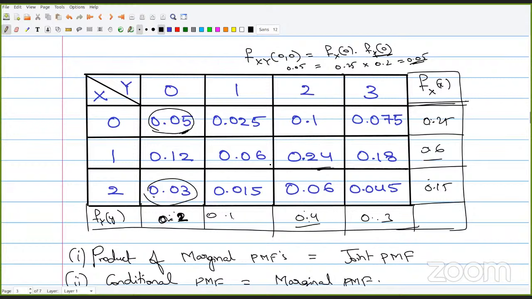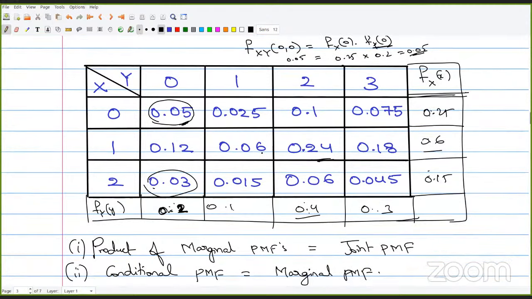There are 12 entries here. So you have to check all combinations of t1 comma t2, where t1 belongs to the range of x and t2 belongs to the range of y. Yes, this is independent. Now what about the sum of random variables?